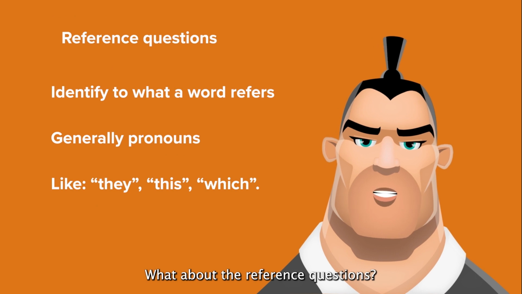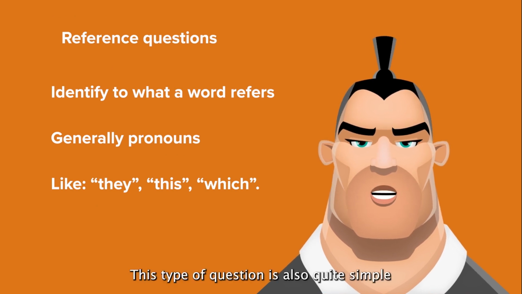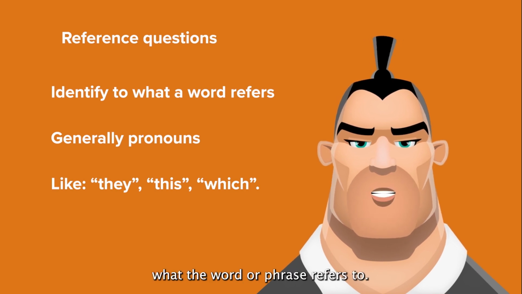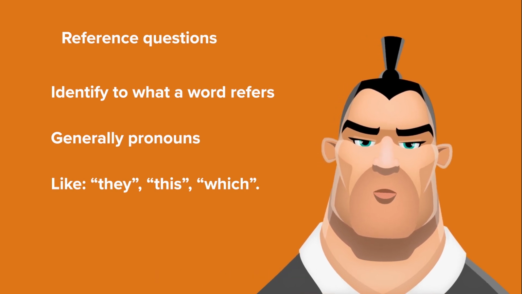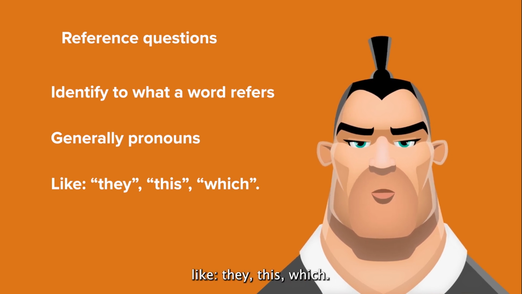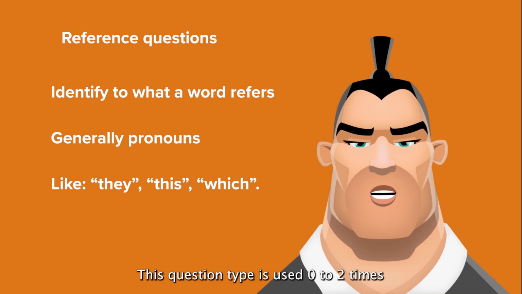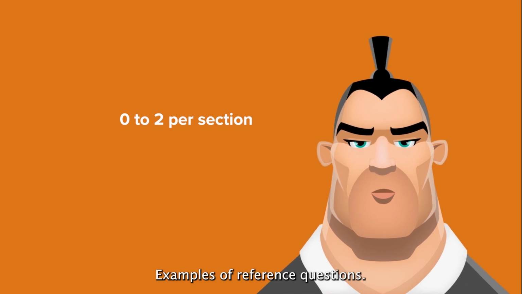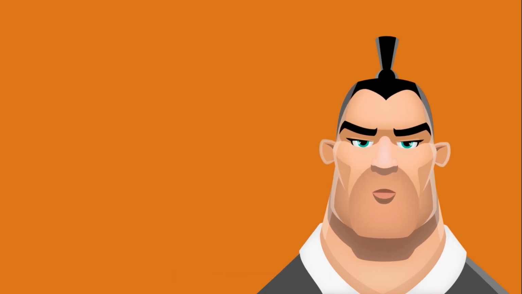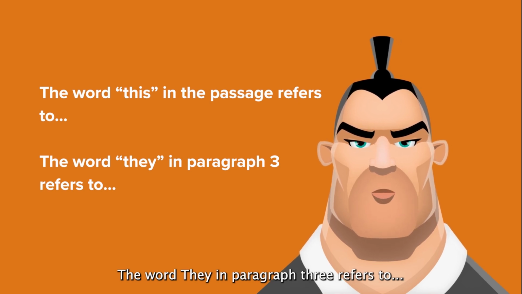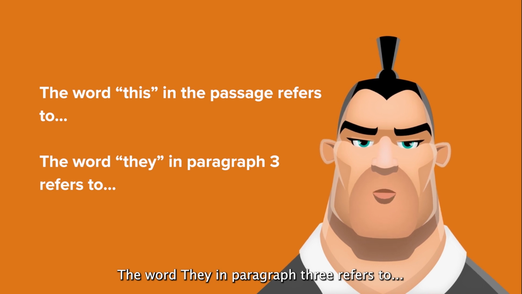What about the reference questions? This type of question is also quite simple and asks you to identify what a word or phrase refers to. Words are usually pronouns like they, this, which. This question type is used 0 to 2 times per section. Examples of reference questions. The word this in the passage refers to. The word they in paragraph 3 refers to.